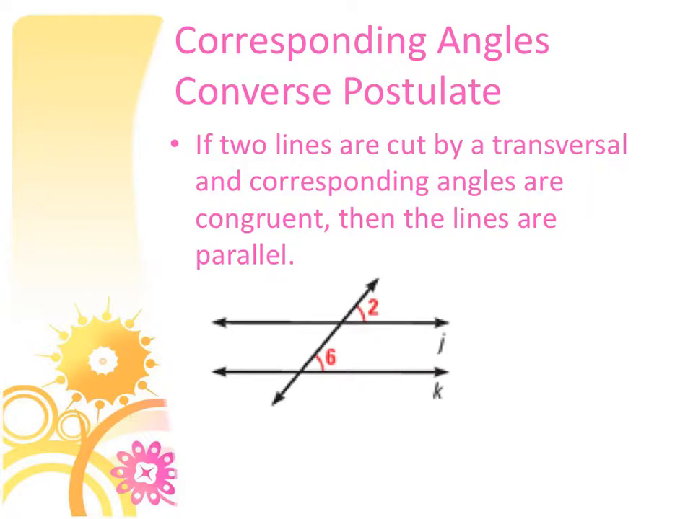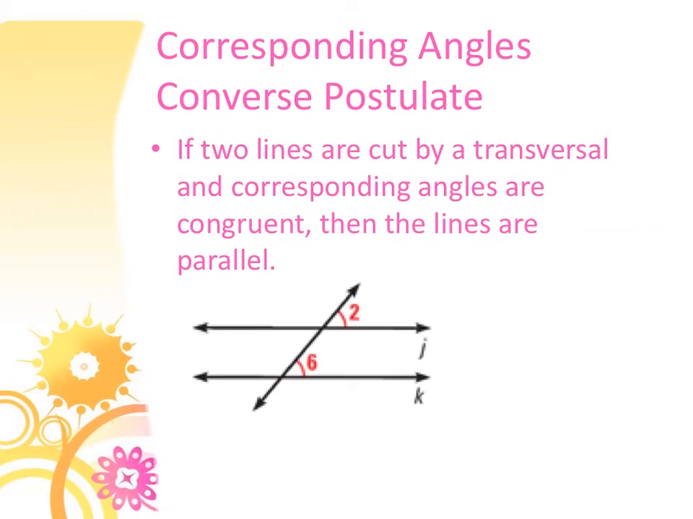So the first one is called the corresponding angles converse postulate. Yesterday it was the corresponding angles postulate. Today it's the converse. So what the converse states is if two lines are cut by a transversal and corresponding angles are congruent, then the lines are parallel. Yesterday, when we learned it as just the corresponding angles postulate, the statement said if two lines are parallel, then corresponding angles are congruent. So now it's been flip-flopped.